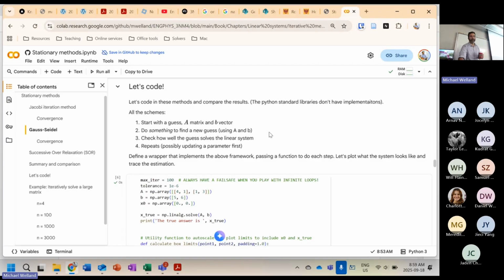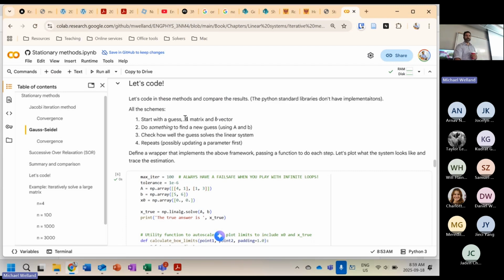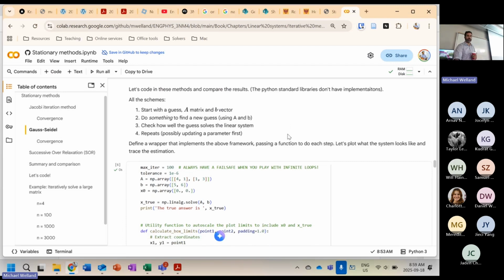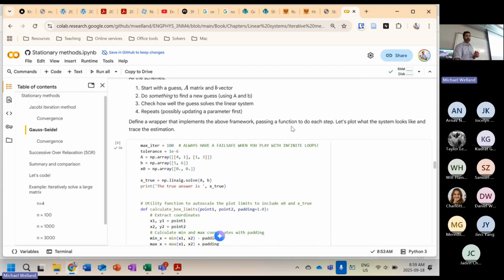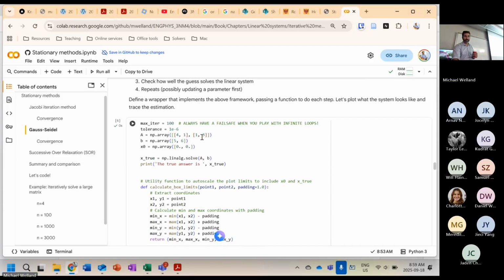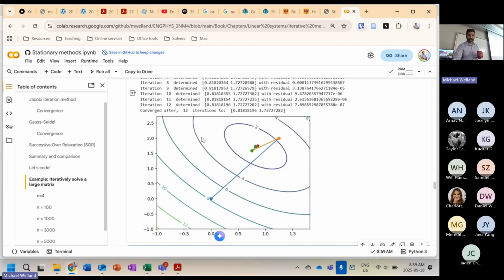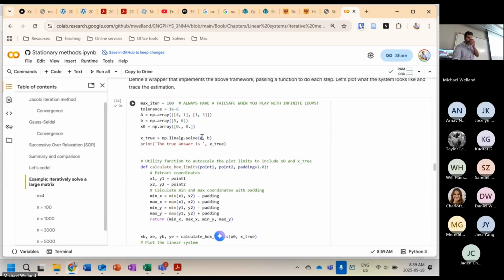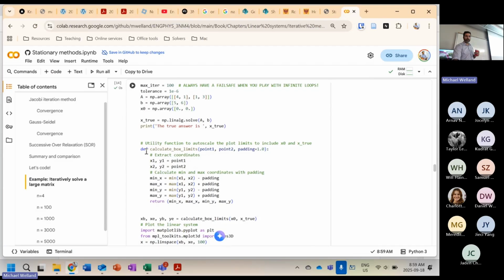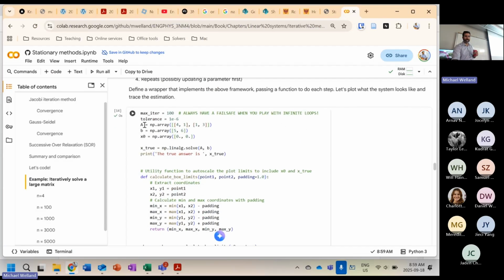Let's go with it. Okay, we're going to start with a guess. We're going to start with A and a vector b to solve it. We're going to do something using A and b, and then we're going to check how well the guess solves the linear system, and we're going to repeat. Okay, so this is my nice cooked up example. So what we're doing here is we're calculating. That's just showing where the things are. Here's our matrix A, b, x naught.